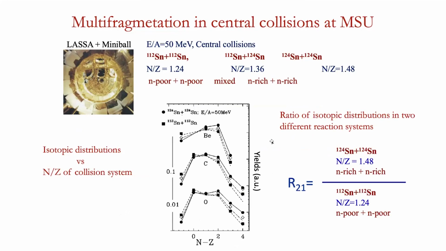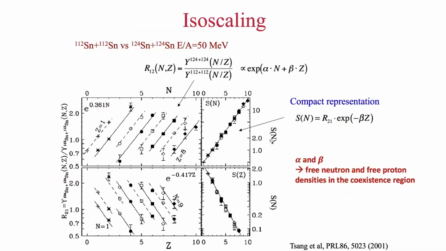For example, if you look at the squares here, this is the Sn-112 on Sn-112, and you see that you produce more proton-rich isotopes, while if you look at more neutron-rich collision systems, you produce more neutron-rich fragments. You look at all these isotopic distributions and divide them in order to amplify the effects. You make a division between the isotopic distribution in the neutron-rich and the isotopic distribution in the, let's say, neutron-poor system. And when you do that, you observe experimentally that, forget about the lower part of this plot.